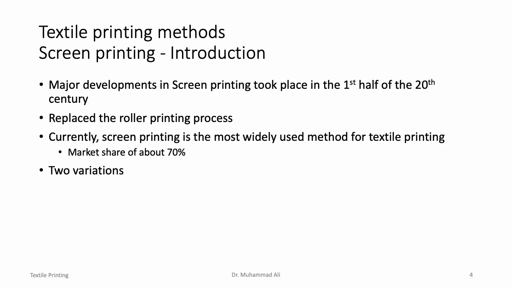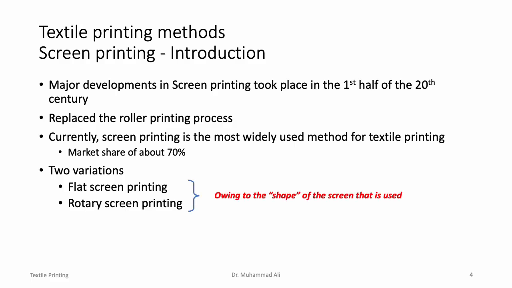So there are two variations of the screen printing process. One is known as the flat screen printing process, and the other is known as the rotary screen printing process. And these names are derived from the shape of the screen that is used. As you will see in the following slides, in a flat screen printing process, the screen is a flat mesh or a flat sheet, while in rotary screen printing, the screens are cylindrical, and that's why the name.